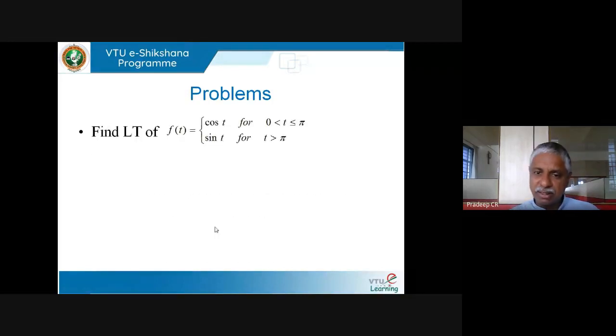So let us check here. This is the example I was looking for. So f(t) is cos t if t is less than or equal to pi, for t greater than 0, and it is sin t for t greater than pi. How does this function look? You must graph this function. For your examination, nobody expects you to know how to graph, but if you don't know how to graph these functions, you'll be in trouble. So please learn to graph these functions.